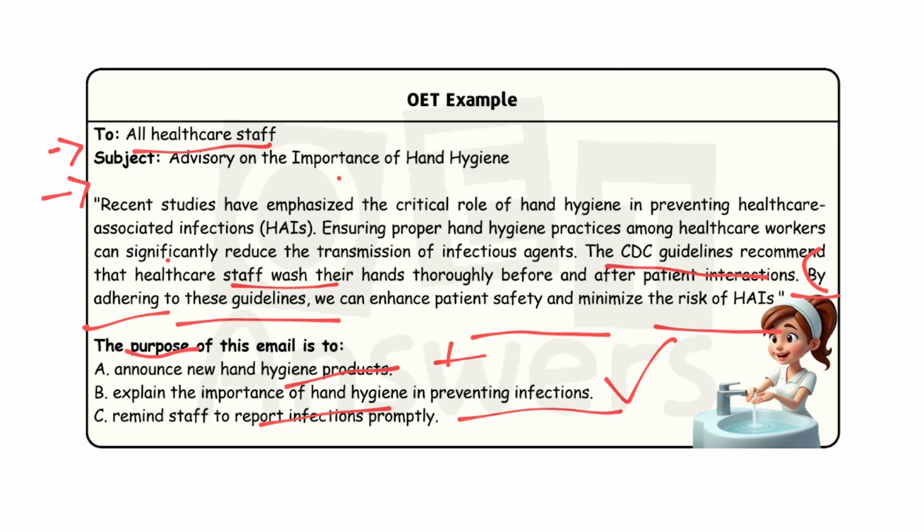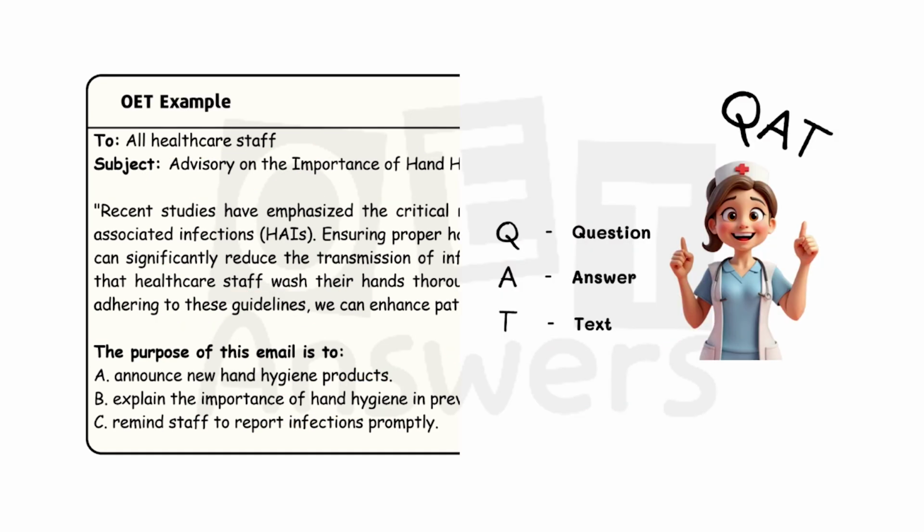Coming to option C, remind staff to report infections promptly. Remind staff to, so here, all healthcare staff only, you can see, right? But remind staff to report infections promptly. Report infections means the persons need to report regarding infections immediately. Promptly means immediately. So that information you cannot find out here, so you can eliminate C also. Your exact answer is option B.